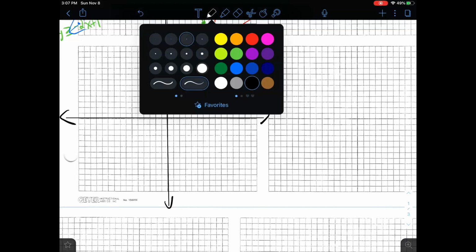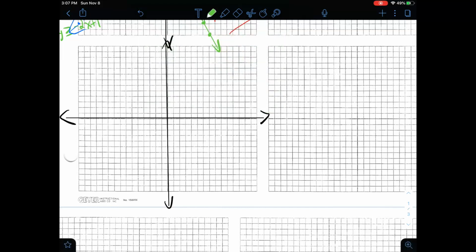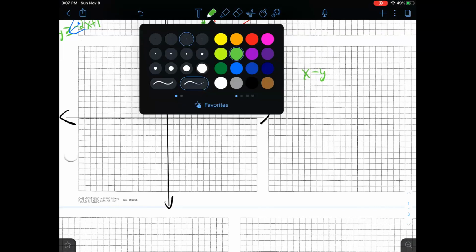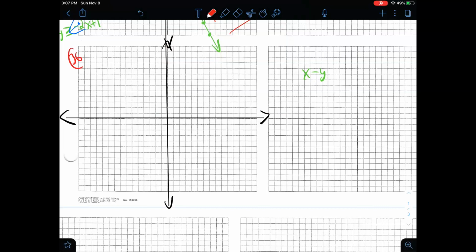I'm just kind of eyeballing these. They're not wanting to cooperate with me too much. So we have, I'm going to do it over here. X minus y is, this is 36, by the way. X minus y is greater than 7. And let's solve that first of all.